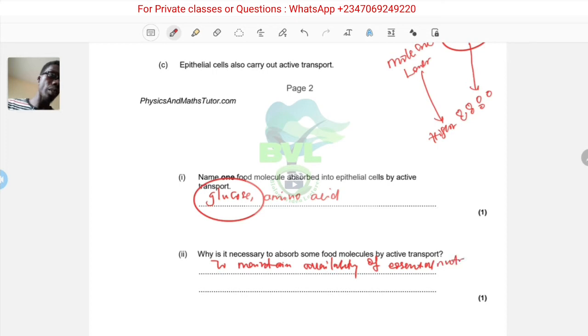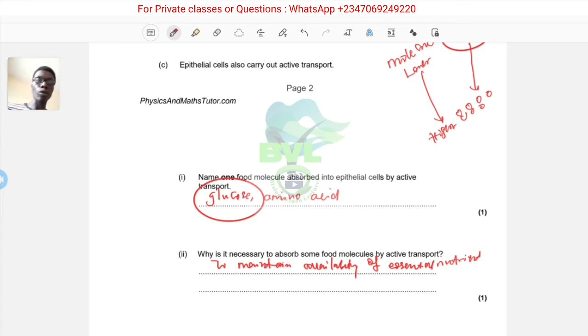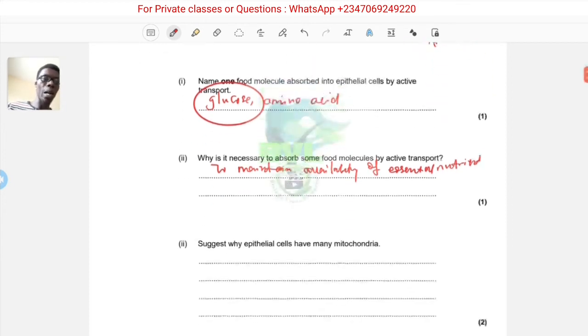Essential nutrients. Yeah, that's because it must be available. If it was going to be moved by diffusion, that means when we have more molecules in the cell, they would just move into the blood, and that is wrong. What we want is, even if you have fewer in the blood than in the cell, you should still add to the ones in the cell. So it is to maintain availability of essential nutrients or food molecules.